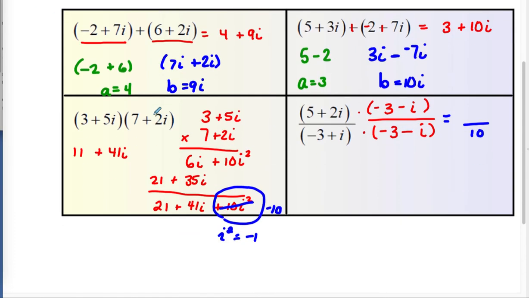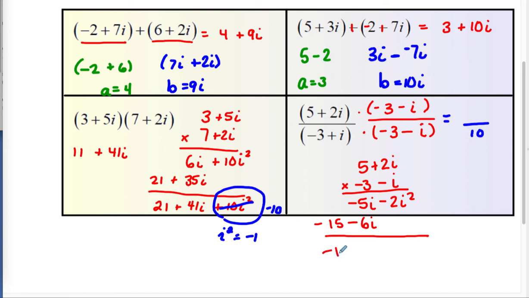Okay, so the top part is the hardest part. There's no conjugate going on here, so you just have to take your time and do it out. Once again, I do 5 plus 2i times negative 3 minus i. i times 2i is negative 2i squared. Negative i times 5 is negative 5i. Negative 3 times 2i is negative 6i. Negative 3 times 5 is negative 15.